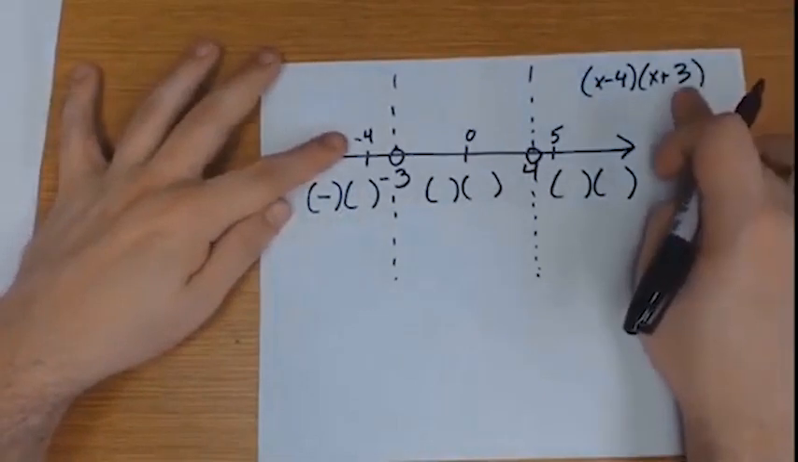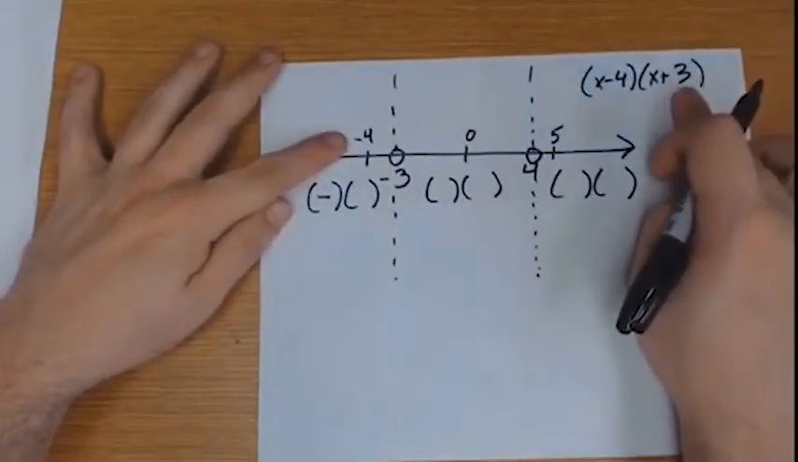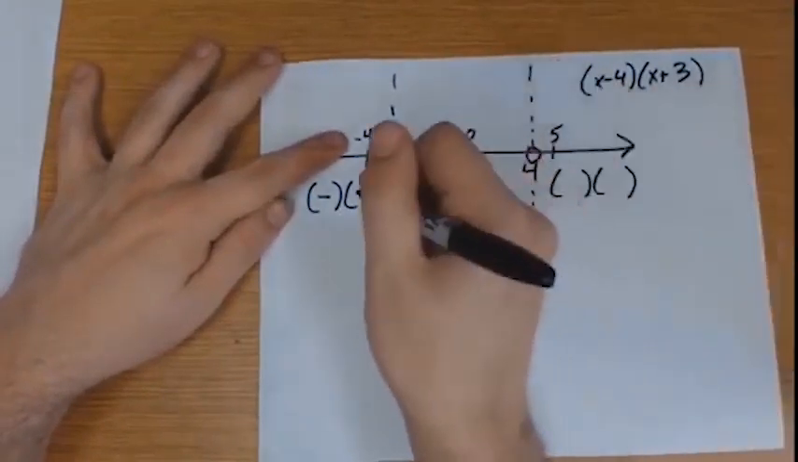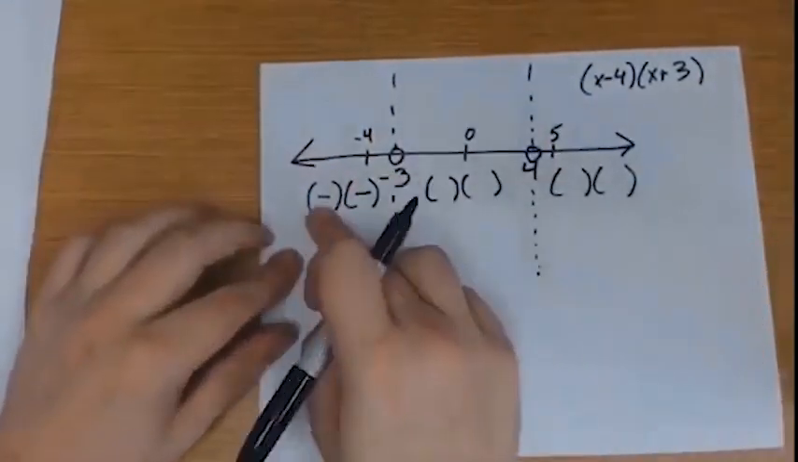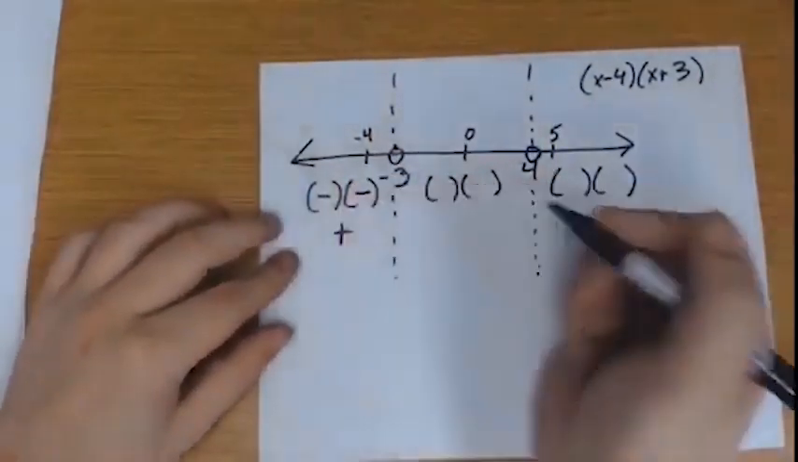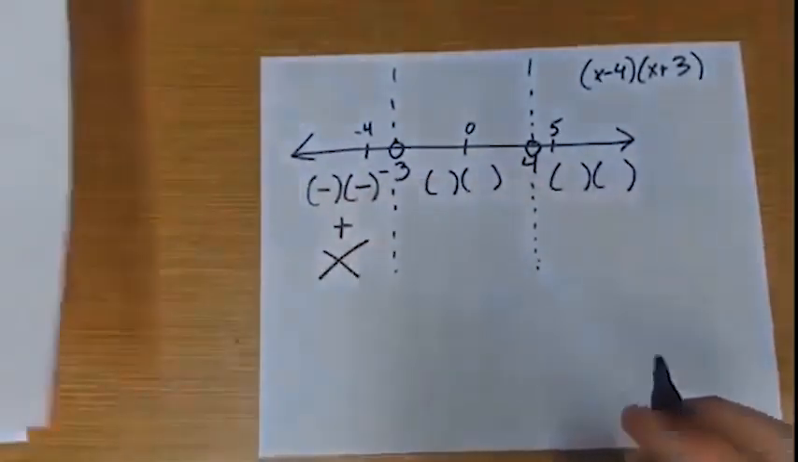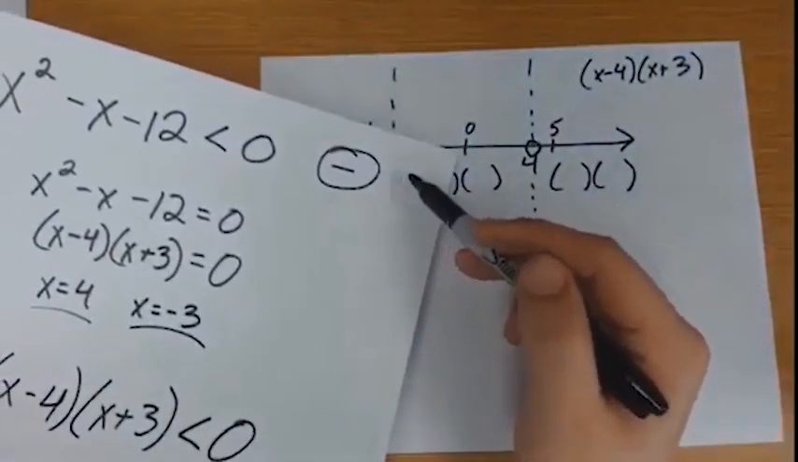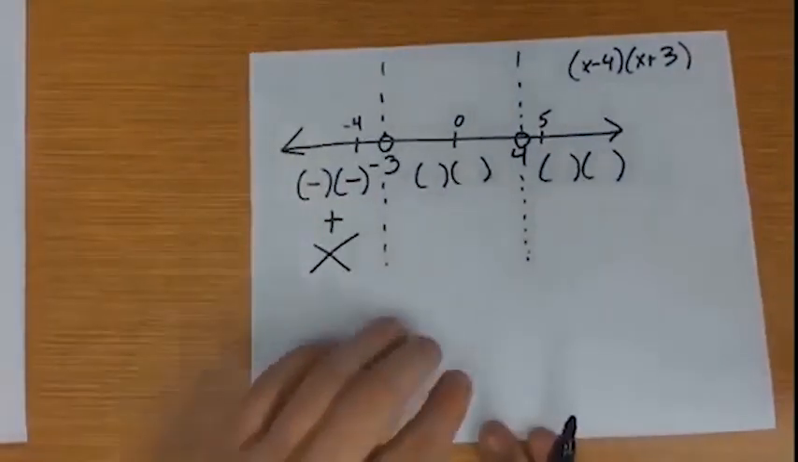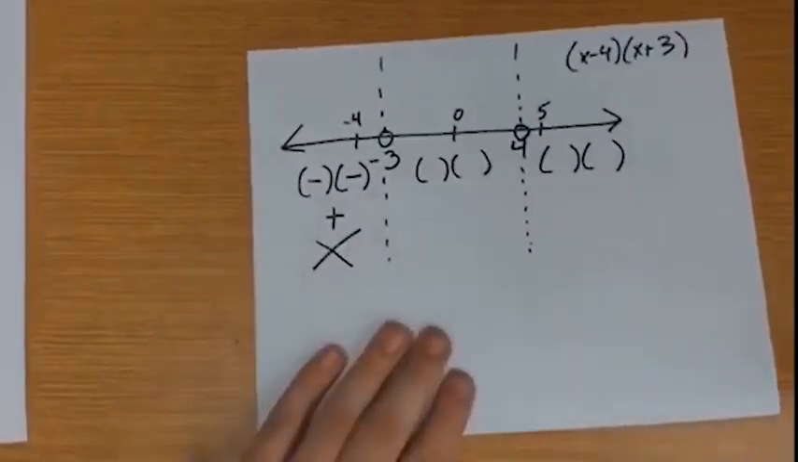If I plug negative 4 in here, negative 4 plus 3 is also going to be negative. Negative times negative is positive. We weren't interested in positive numbers. We were interested in negative numbers. So this region is not in our solution set.